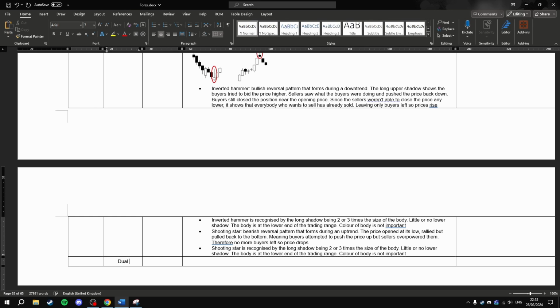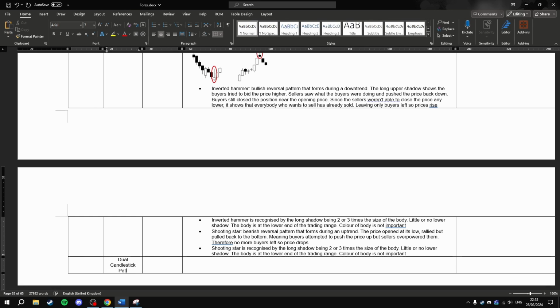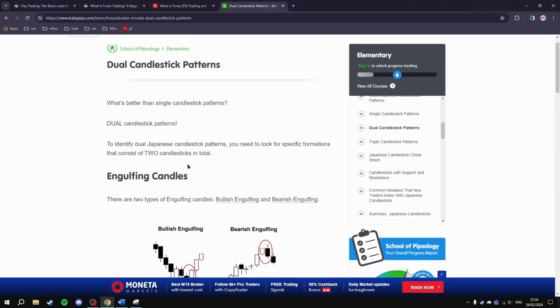Dual candlestick patterns. What's better than a single candlestick pattern? Dual candlestick patterns. To identify dual Japanese candlestick patterns, you need to look for specific formations that consist of 2 candlesticks in total.